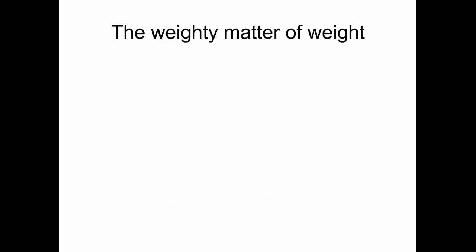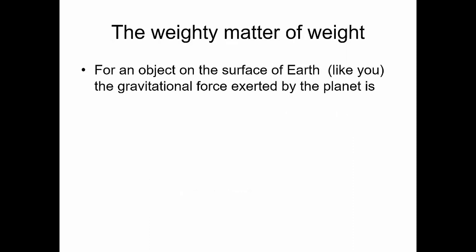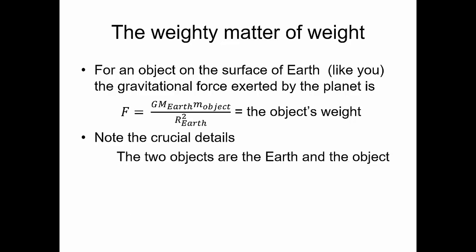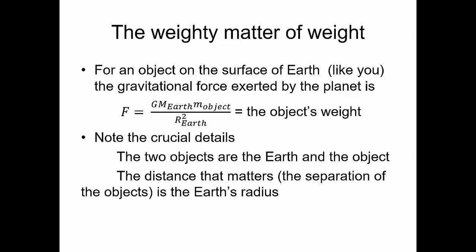Okay, now let's look at weight. For an object on the surface of the Earth, like you, standing on the surface, the gravitational force exerted by the planet ends up being this. The F is equal to G times the mass of the Earth times the mass of the object, divided by the radius of the Earth squared. Crucial details here. The two objects are the Earth and the object. That object could be you if we're talking about your weight. And the distance that matters, the separation of the objects, is the Earth's radius in this case.